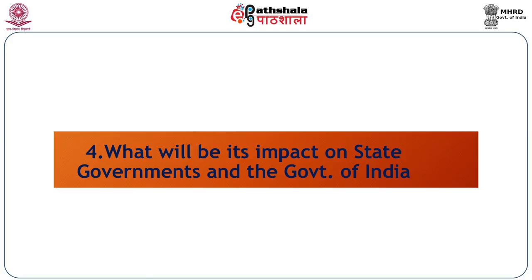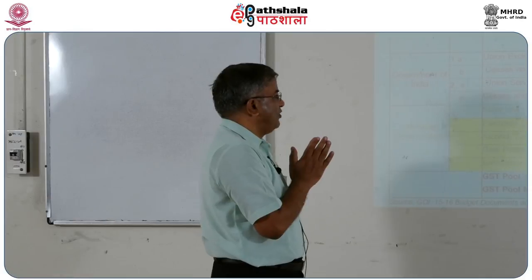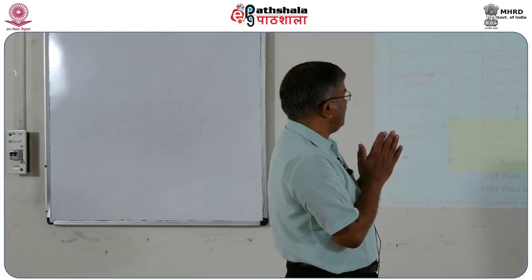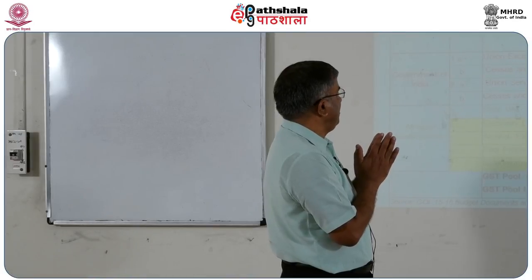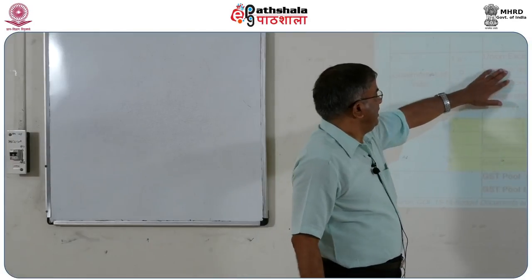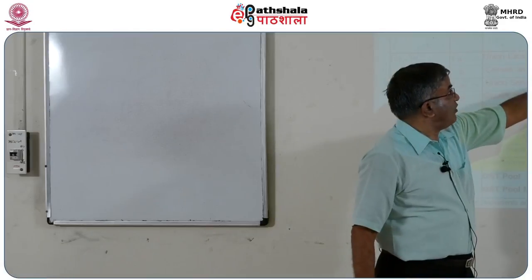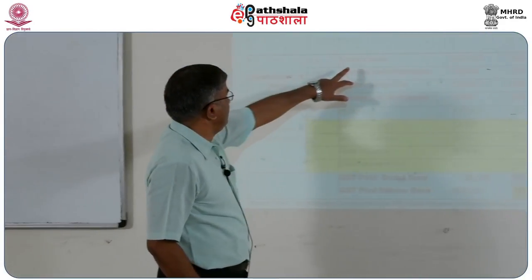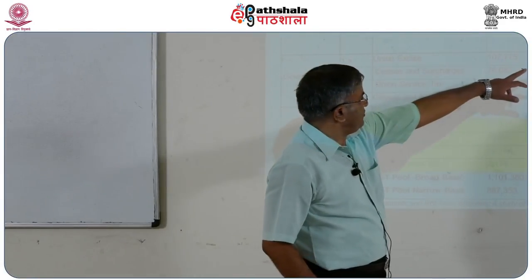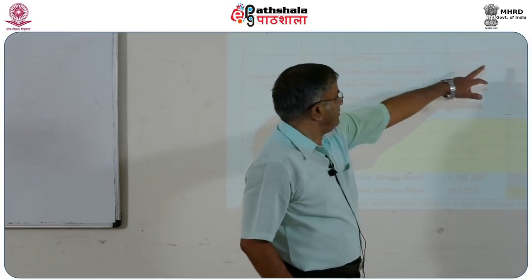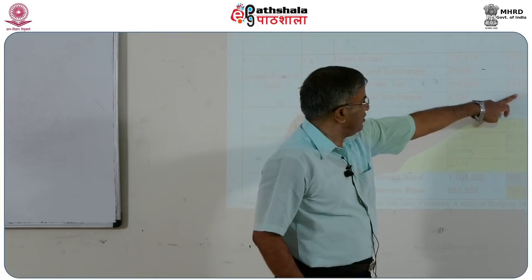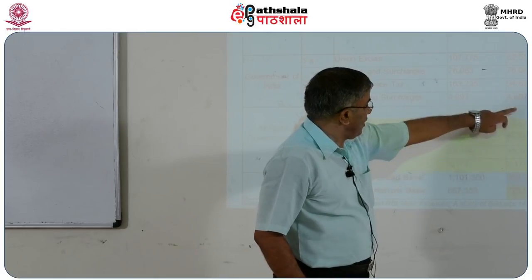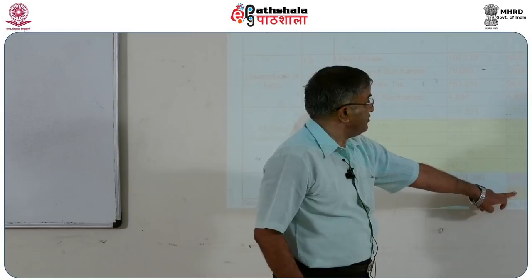I now come to the fourth point in my discussion. What will be the impact on state governments and the government of India? See, this table is to show how much is the contribution of state governments and central governments to what is called the GST pool. What is the union excise? 1 lakh crores. Out of 1 lakh crores, 42% is given to state governments. So, balance is so much. This is what the union government contributes to the GST. This is what the state governments contribute to the GST.